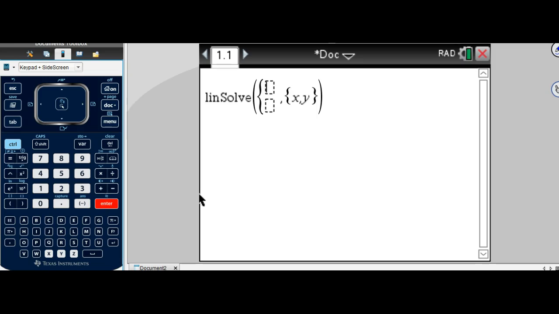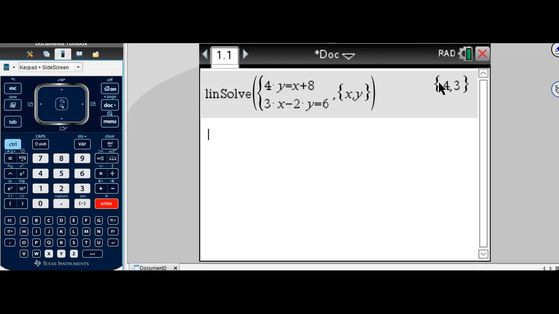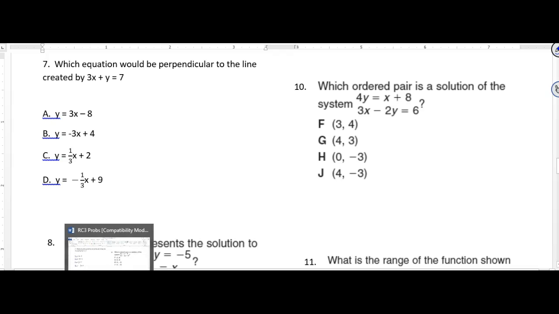We're going to type the equations in here. All right, I got my two equations typed in here. One at the top, one at the bottom. I hit enter, and there's my solution. 4, 3. X is 4, y is 3. Now I just go find the one that matches that. X is 4, y is 3. It's got to be J.